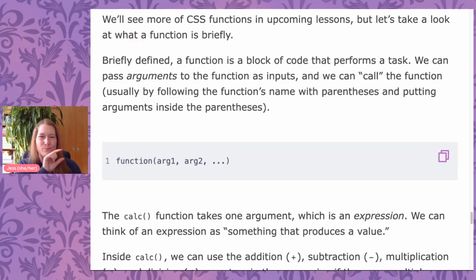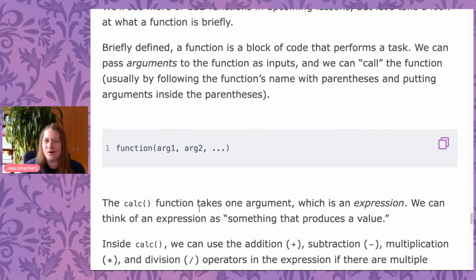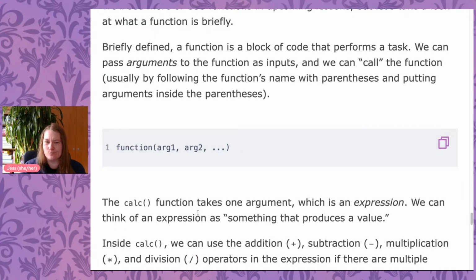And here we've got a little piece of pseudocode. This is showing us how a function looks: function, argument 1, argument 2. This isn't real code that will run, but what we do have is the syntax for how a function will look. So the calc function is going to be laid out just like this, and it's going to take one argument, which is expression.